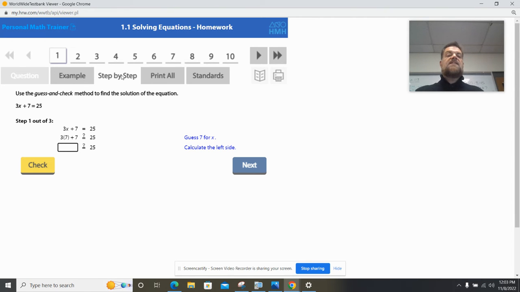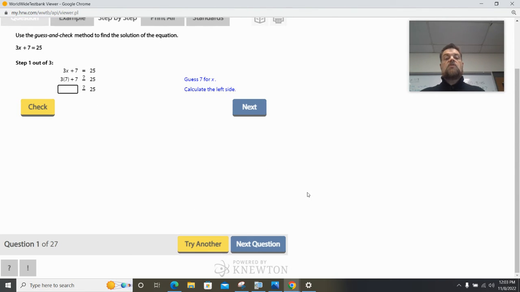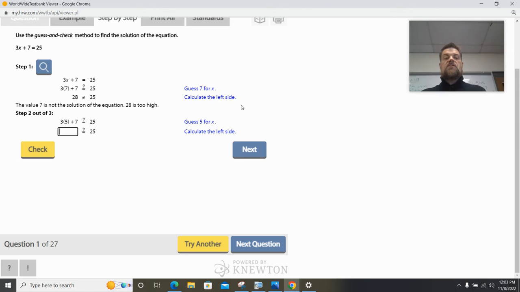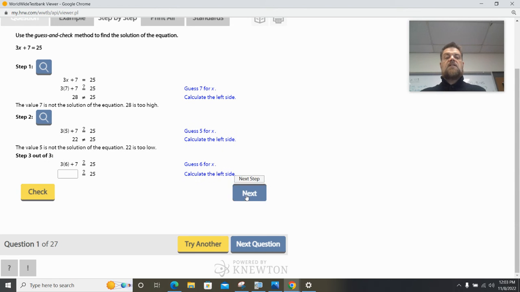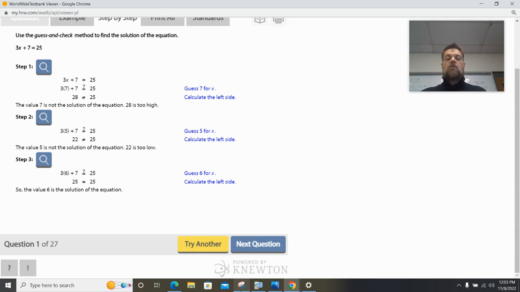Now, step by step literally explains how to do the question. Now, what I will say is as soon as you click on step by step, it's going to say try another. So that means you're not going to get credit for this example problem, right? But when I click on try another, it's going to give me another problem just identical to it. So what I want you to do is you could click next and then go through the steps.